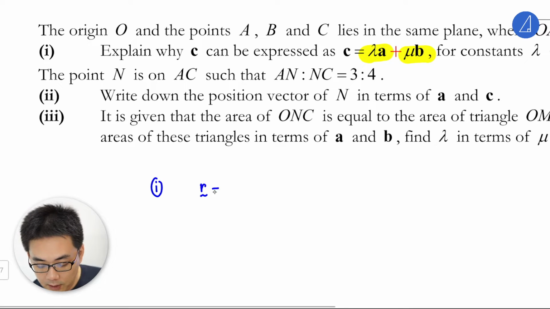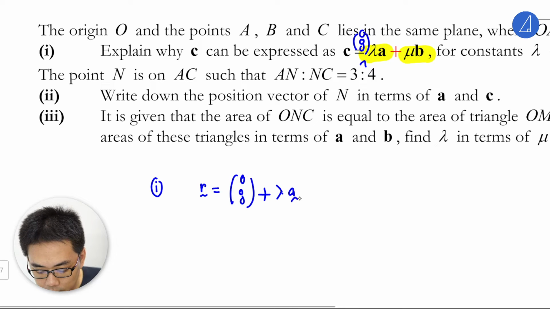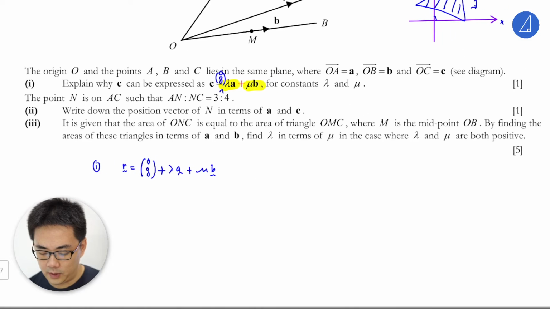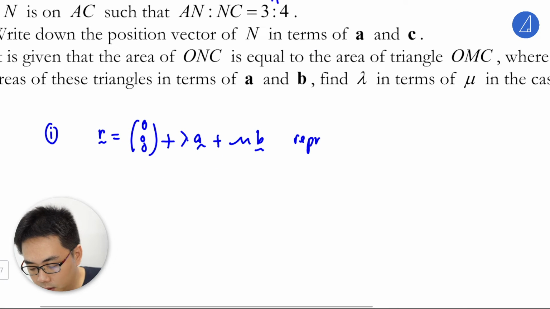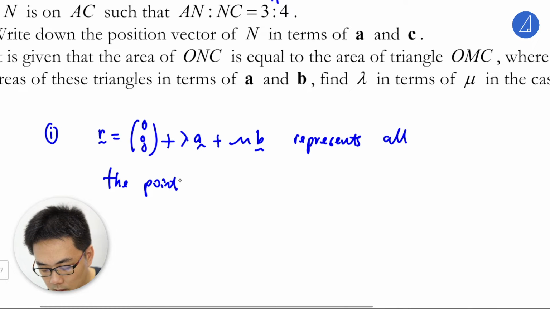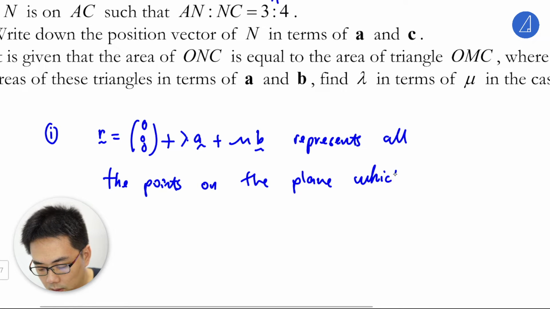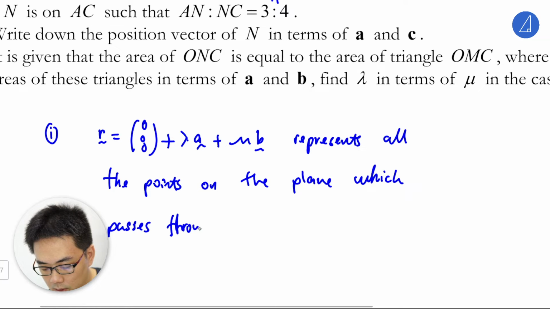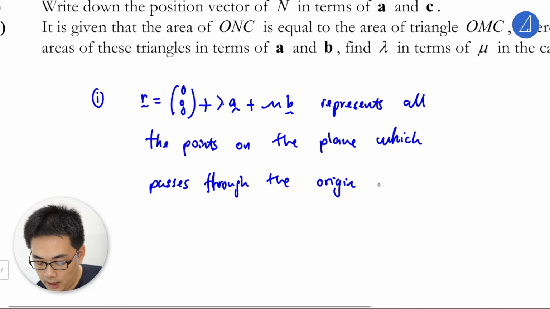So r is 0, 0, 0 plus lambda. You can just add a 0, 0 here. Why? Because this represents all the points on the plane which passes through the origin. And the plane, you have to remember, it's the same thing.